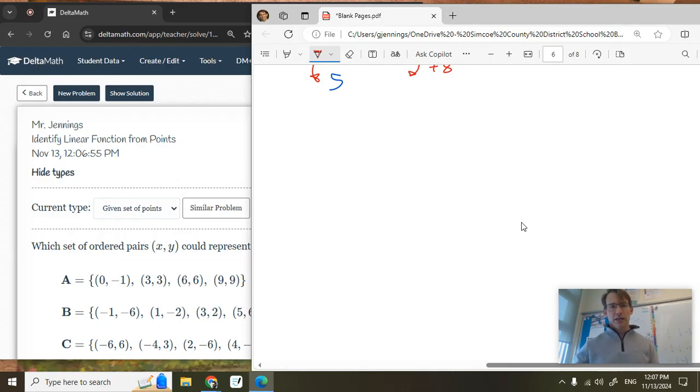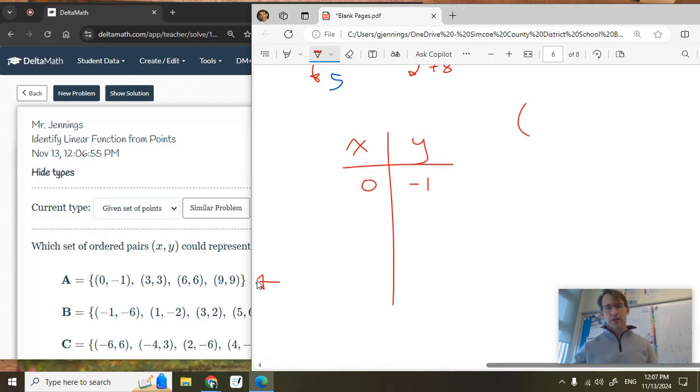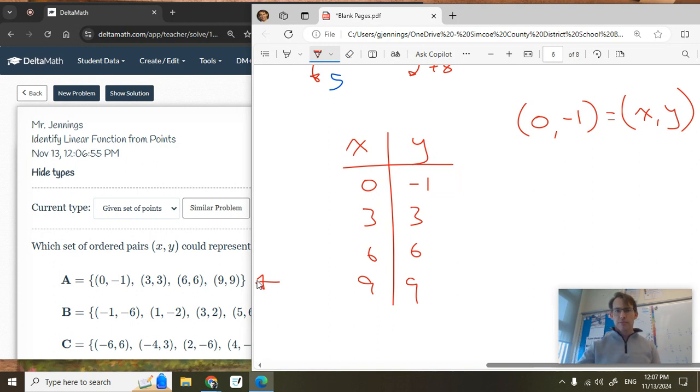Here, if I've got my x and my y, I'm just going to turn these values into a table. So when x is 0, y is minus 1, because these are alphabetical, remember? Those are x, y points. 3, 3, 6, 6, and 9, 9. It doesn't look good. This doesn't look linear, because this one grows by 4 when this one grows by 3. But when this one grows by 3, this one only grows by 3.